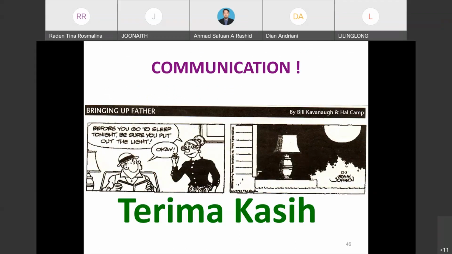Communication is very important. So this is a cartoon on the lack of communication. Before you go to sleep tonight, be sure you put out the light. So her husband, this guy, just put the light outside.